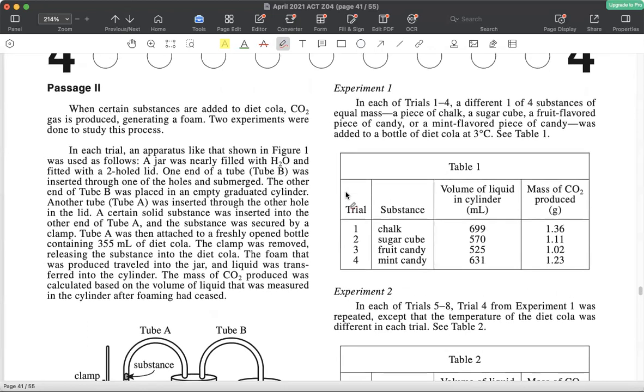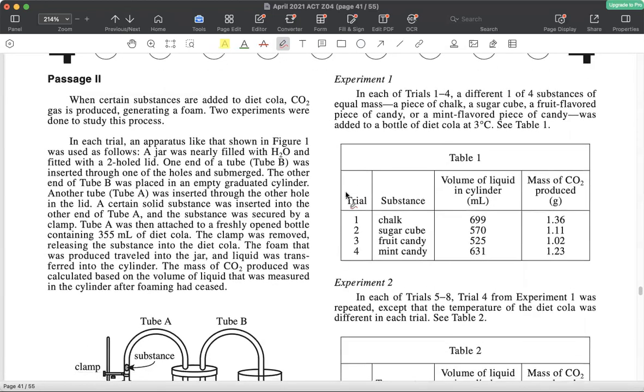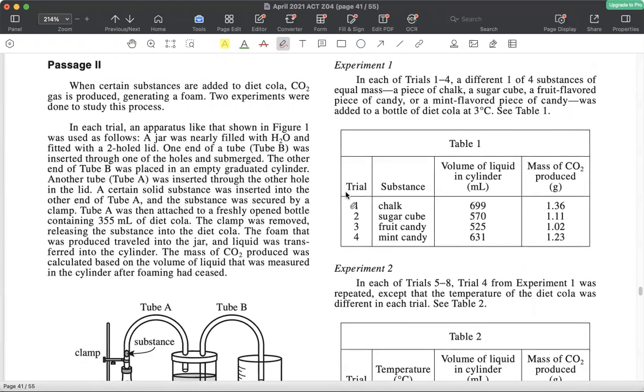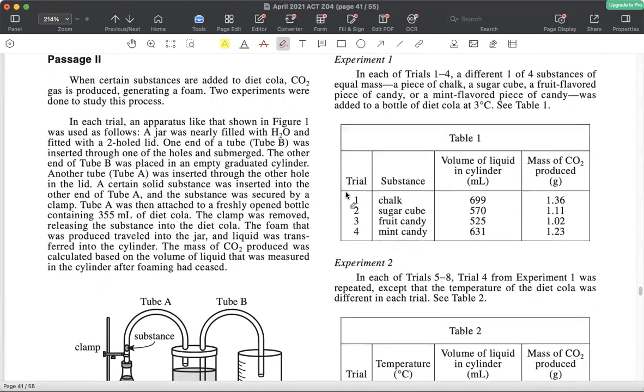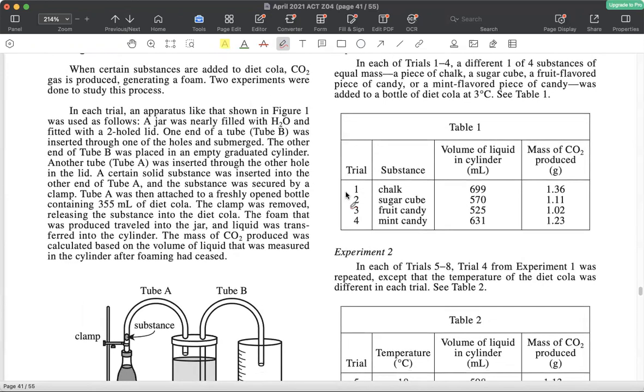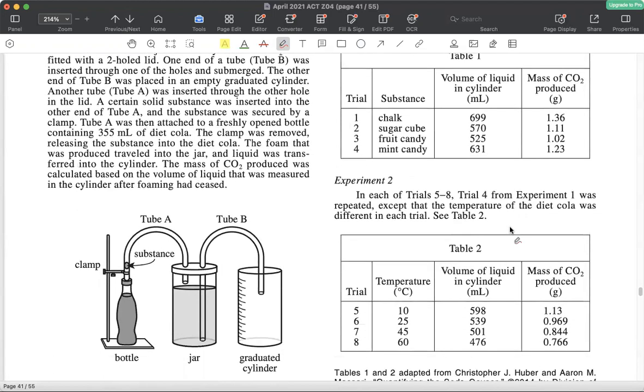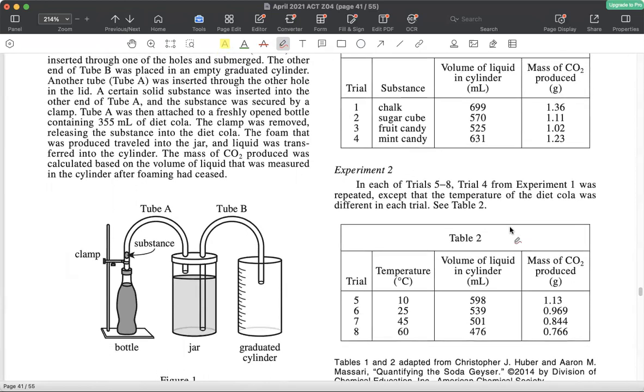Experiment 1, in each of trials 1 to 4, a different one of 4 substances of equal mass, a piece of chalk, a sugar cube, fruit flavored piece of candy, or a mint flavored piece of candy was added. And then these results were produced. And in the second experiment, in trials 5 to 8, trial 4 from experiment 1 was repeated, except that the temperature of the Diet Cola was different in each trial.